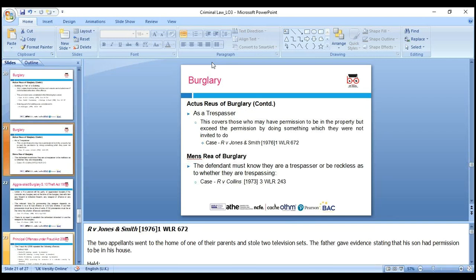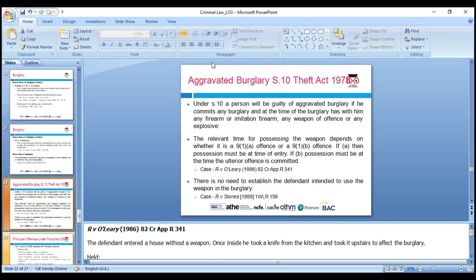As a trespasser, and the mens rea for burglary: trespass covers those who may have permission to be on the property but exceed that permission by doing something they are not invited to do. The defendant may know they are trespassing or be reckless as to whether they are trespassing. So we need to look at aggravated burglary in the Theft Act 1968 as well.